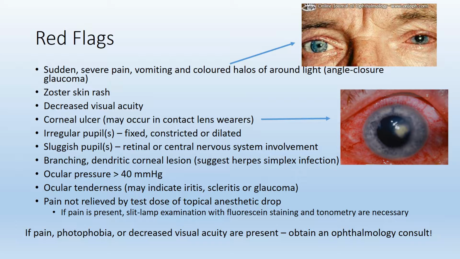The normal pressure in the eye is between 12 and 22 millimeters of mercury, so obviously 40 is a significant increase in pressure of the eye. Also consider ocular tenderness. That may indicate an iritis, scleritis, or glaucoma. And if pain is not relieved by a test dose of a topical anesthetic drop, then that is another red flag. So things like significant pain or pain that's not relieved by a topical anesthetic drop, photophobia, or decreased visual acuity all require a referral to ophthalmology.